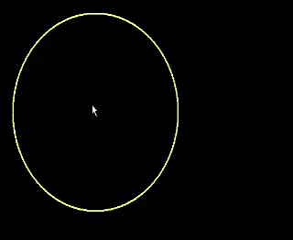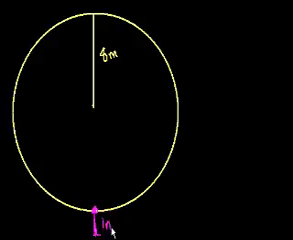So if I were to draw its radius, just draw it like that. It's a 16-meter diameter, so its radius is going to be 8 meters. With its lowest point 1 meter above the ground. So its lowest point is right here. And that is 1 meter above the ground. So this distance right here is 1 meter. Fair enough.